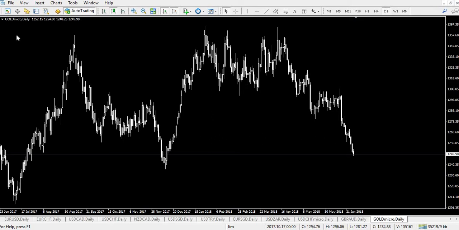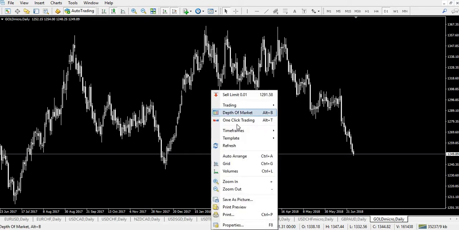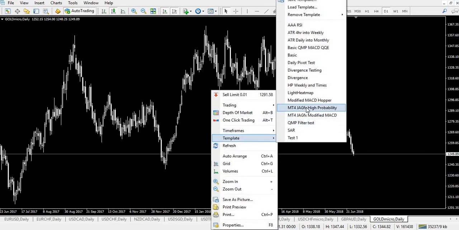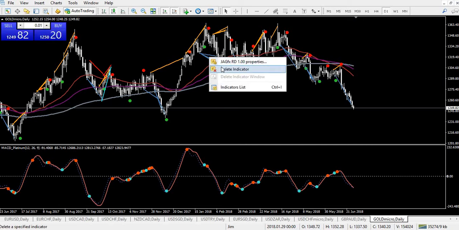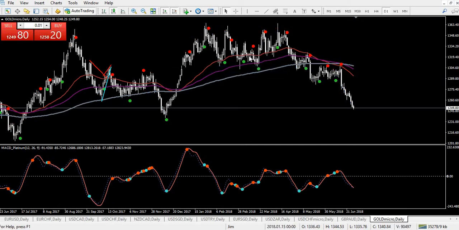So this is gold daily. I've got a gold daily chart on here. Now, normally my high probability template looks like that. So I've got a lot happening. Got the three MAs, I've got the JAGfx RD. It just gets busy, it gets hard to spot stuff in there. Even if I take the JAGfx RD out, it still makes it a little bit hard to see.